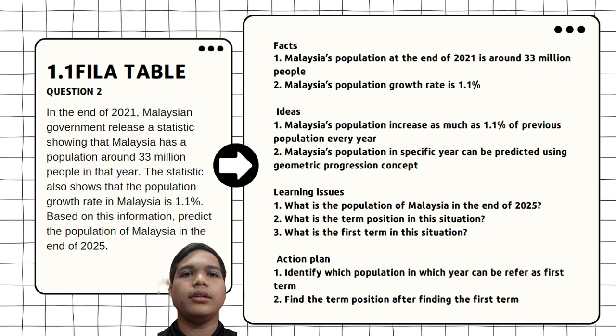There are 3 learning issues from this question: first is the population of Malaysia at the end of 2025, the term position in this situation, and the first term in this situation. What we need to do is identify which population in which year can be referred to as the first term, and find the term position after finding the first term.